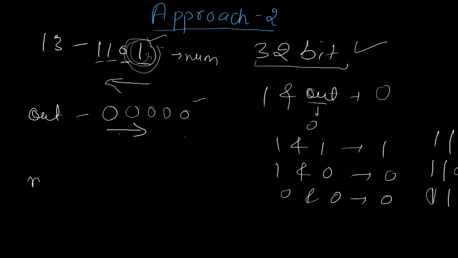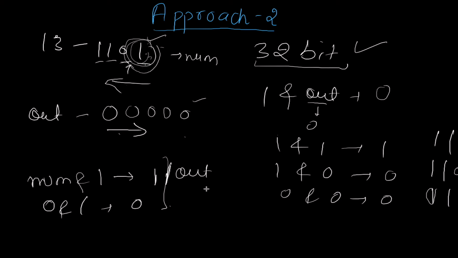So if I call num and 1, this will only give me 1 if my current digit is 1, right? In all other cases this will give me a 0. So if I do it for this position, 0 and 1 will give me 0. So that way I can get the digit.